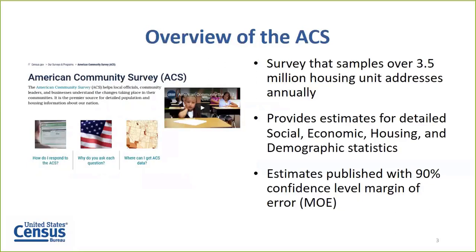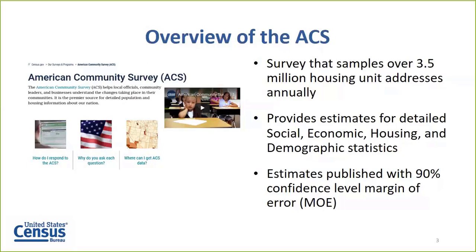Let's get started with a brief overview. The ACS is an annual survey that samples over 3.5 million addresses each year. The data collected is used to produce annual social, economic, housing, and demographic estimates. These estimates cover more than 40 topics and support many federal uses as well as countless non-federal uses.